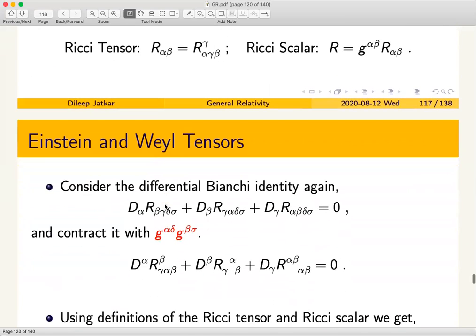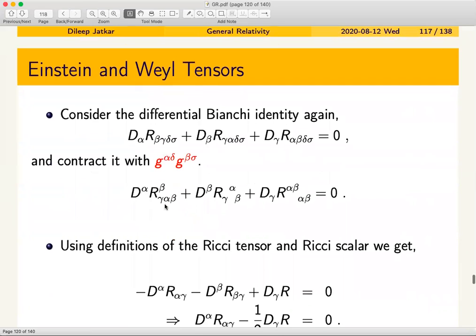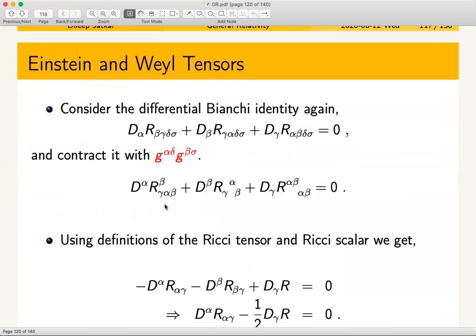Fine. So let's go back to the differential Bianchi identity and do a double contraction of it. By double contraction, I mean you multiply that by two inverse metric components. So we have d alpha R beta gamma delta sigma, d beta R gamma alpha delta sigma, d gamma R alpha beta delta sigma, where delta and sigma are just spectator indices and alpha, beta, gamma are cyclically permuted. We contract the index alpha with delta and beta with sigma. That is what we want to do.